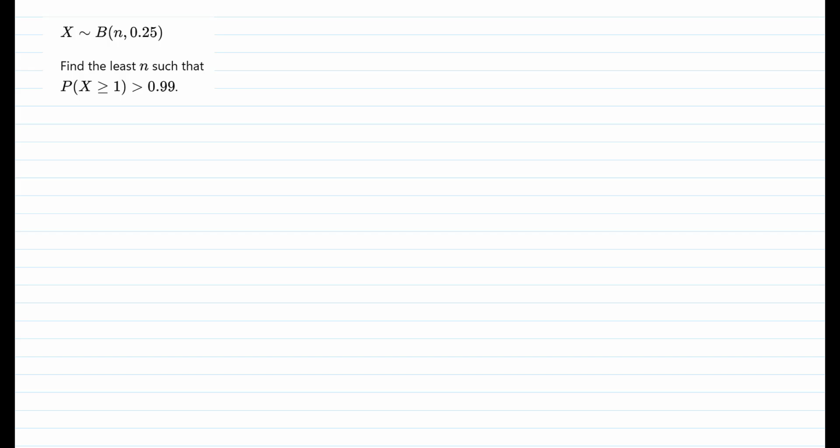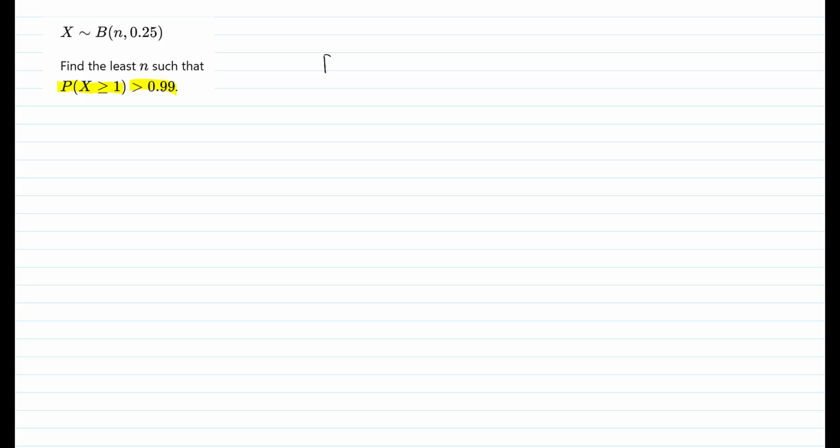Okay, for this question, we've got this random variable X, such that X is a binomial distribution. The number of trials is n, and the probability of success is 0.25. And we need to find the least n, such that the probability that X is greater than or equal to 1 is greater than 0.99.